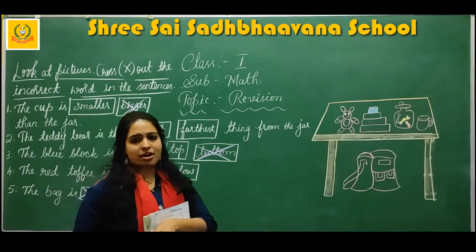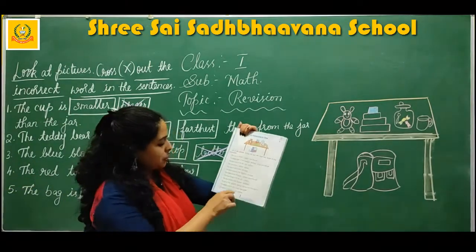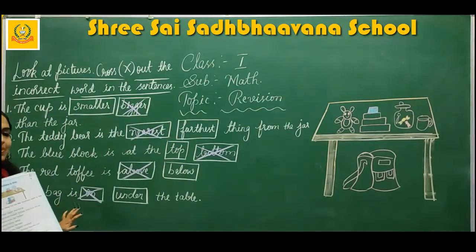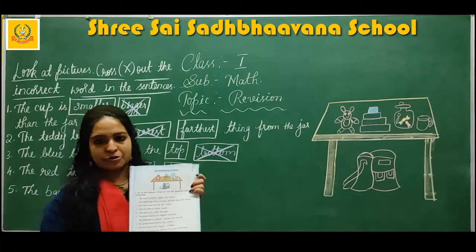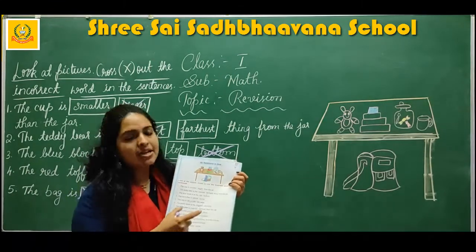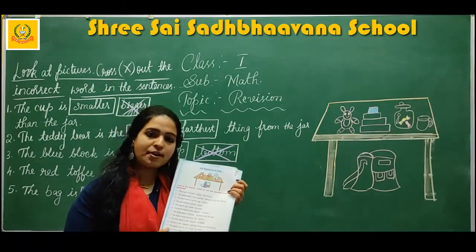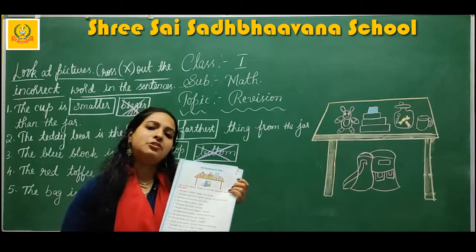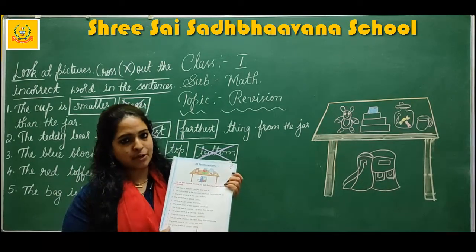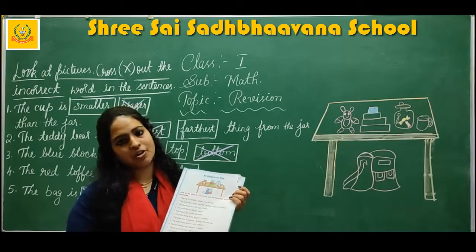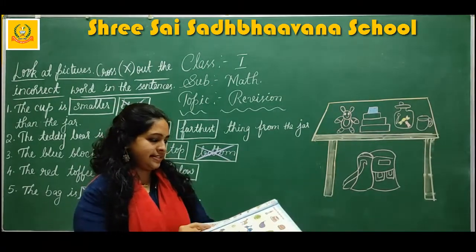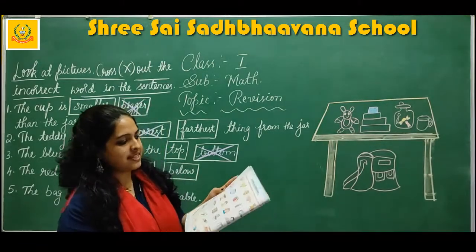So will you do this yourself, children? In this, 12 sentences are given. I have shown you 5 examples, reminding you how to do it yourself. Look at the picture and find the relation. That is what you have to do here. Whichever is incorrect, just cross out that word. Okay, children, will you do it? Okay, so this is also your homework. Yes. Next.